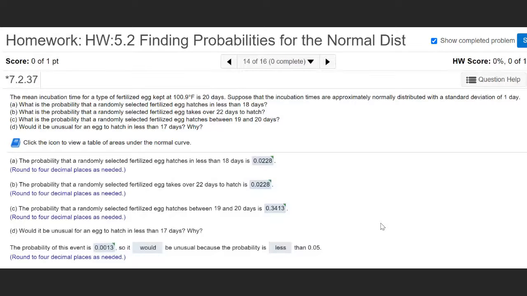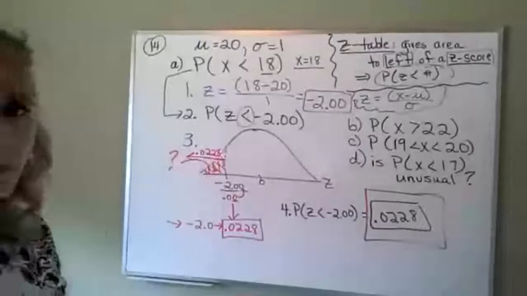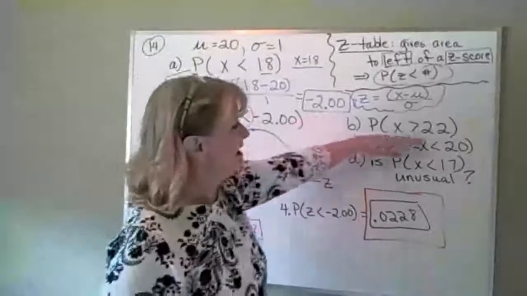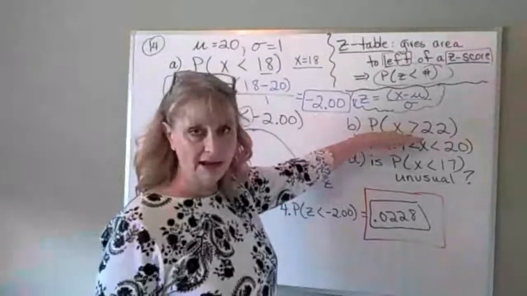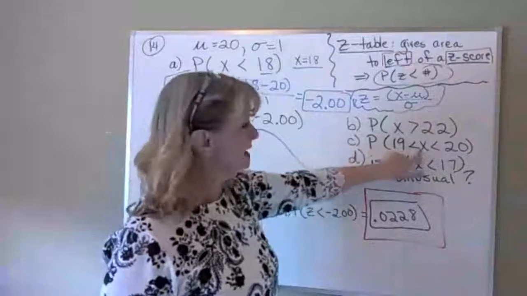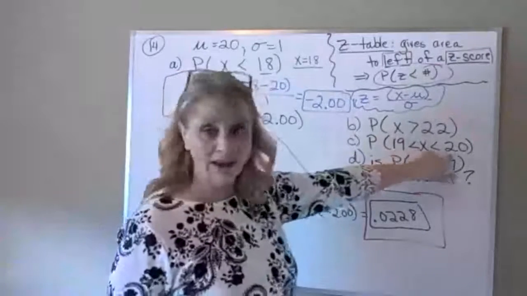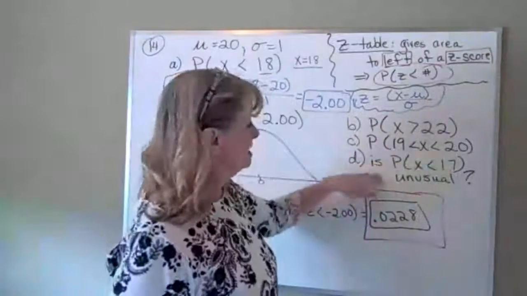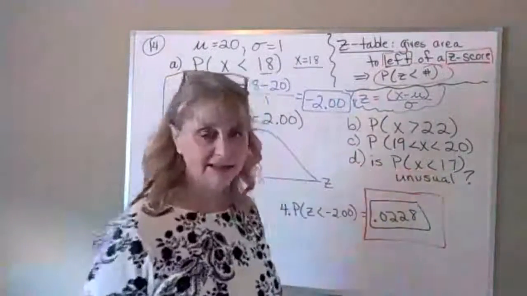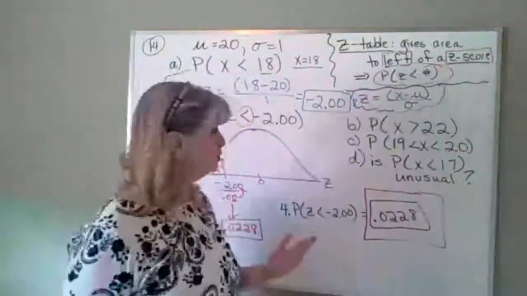So these are the questions. Let me unshare that so people watching the recording can see. This was the question that an egg hatches in more than 22 days. This is the question, what's the probability that egg hatches between 19 and 20 days? And then the last question is the probability that X is less than 17 unusual? So you would want to find that.